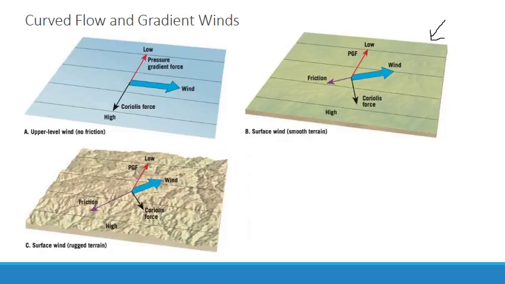In the southern hemisphere, the Coriolis deflects the winds to the left and reverses the direction of flow. So regardless of the hemisphere, friction causes a net inflow, a convergence around a cyclone, and a net outflow or a divergence around an anticyclone.